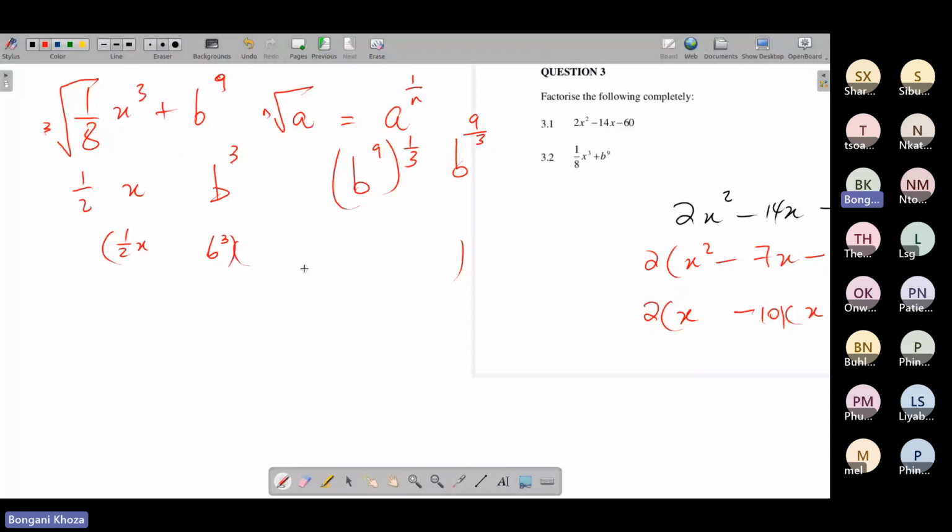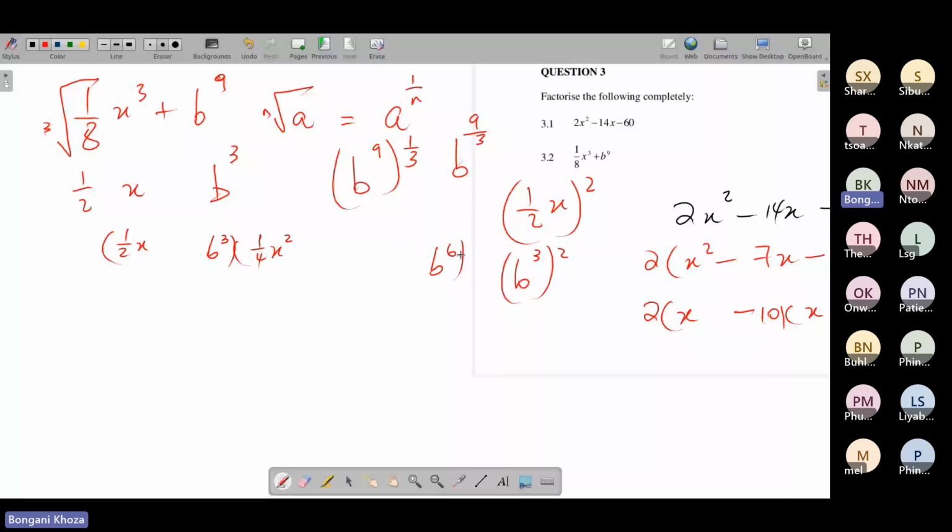After here, you just square the first term. So this is 1 over 4 x squared. This is us squaring the first term, so we took 1 over 2 x and squared it. And then the last term over here, we are squaring this one. So it's going to be b cubed, and then we square it, so we end up with b exponent 6.